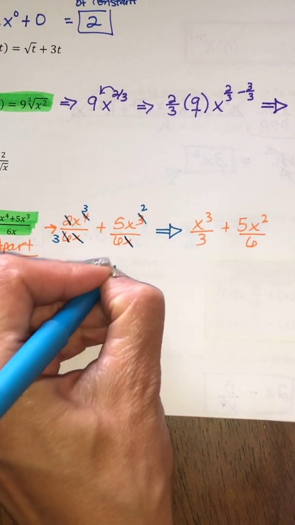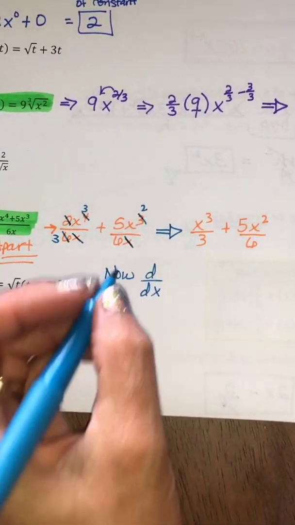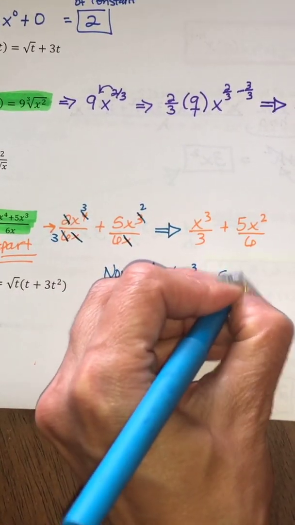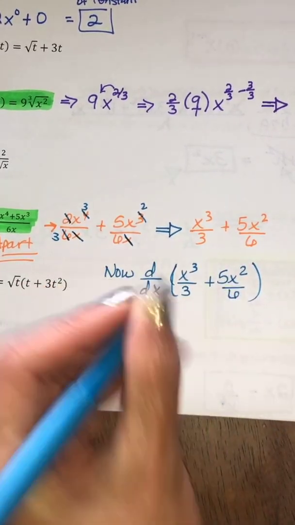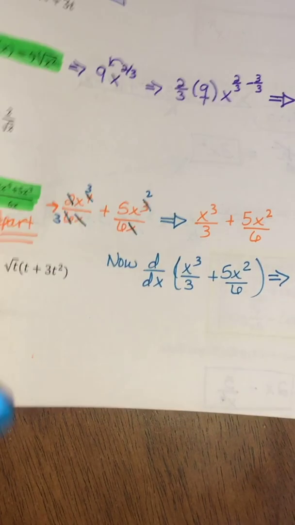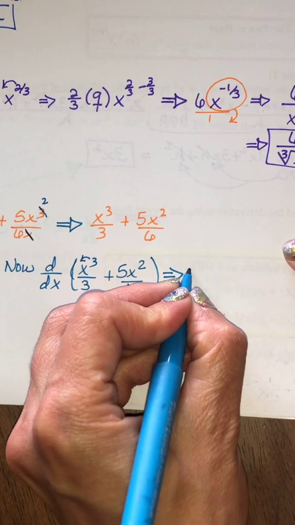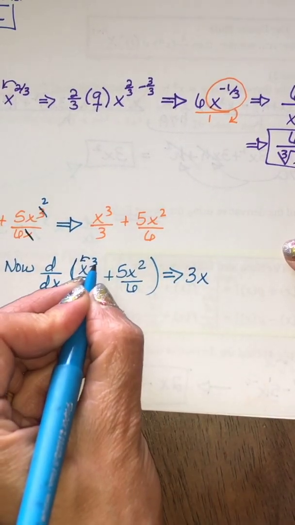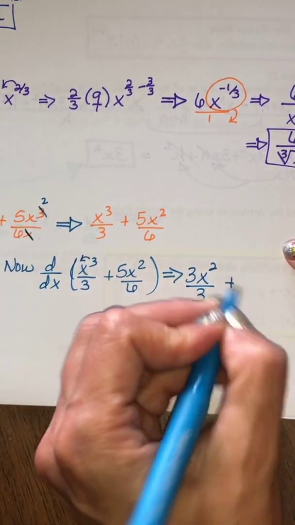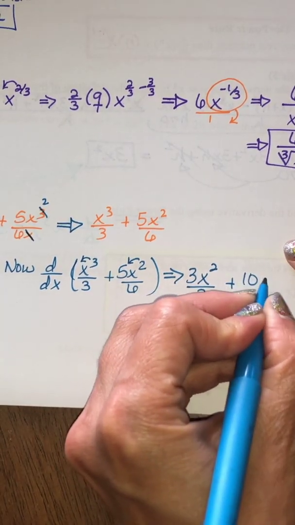So now we can do the d dx. We could take the derivative of x cubed over 3 plus 5x squared over 6. Now we can take its derivative. Okay? Well, we got to take that exponent, drop it down in front, so that will be a 3x. Now drop down the exponent by 1, so x squared all over 3 plus, bring the 2 down front. There's a 5 there, so 2 times 5 is 10.